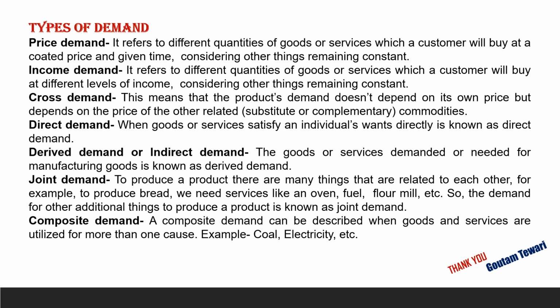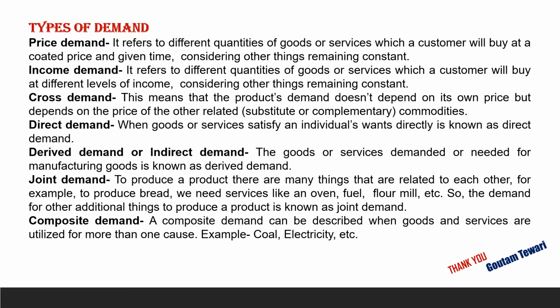Joint demand. To produce a product, there are many things that are related to each other. For example, to produce bread, we need services like an oven, fuel, flour mill, etc. So the demand for other additional things to produce a product is known as joint demand.